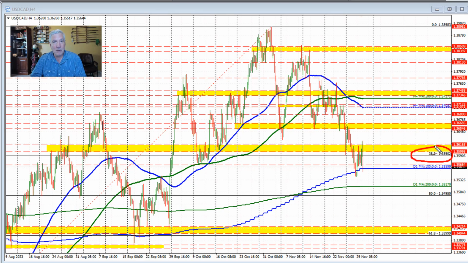So be aware. We're watching this level up here, we're watching this level right here, and we're watching these levels down here. Those are the main technical levels for the dollar versus Canada. The battle goes on right around the 100-day moving average.